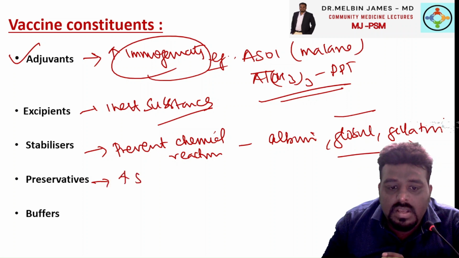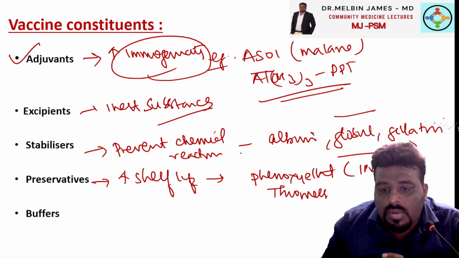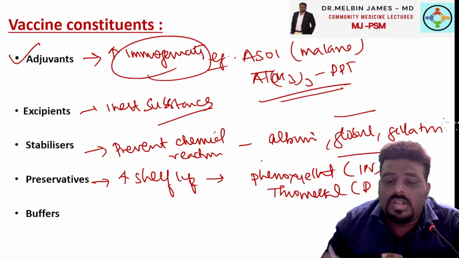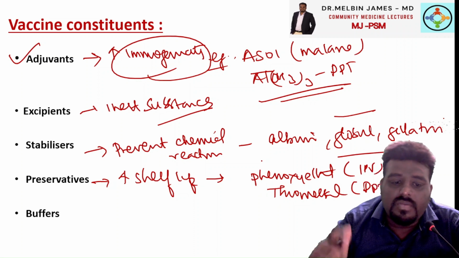Preservatives increase the shelf life of the vaccines. The most common preservatives are phenoxyethanol in IPV and thimerosal in DPT. Thimerosal is now getting phased out. So, phenoxyethanol in IPV and thimerosal in DPT are called preservatives. They increase the shelf life of the vaccines.